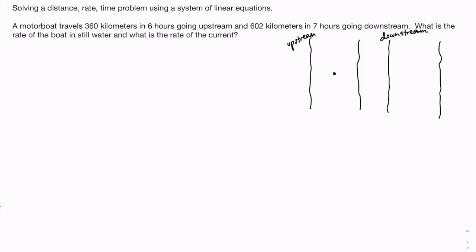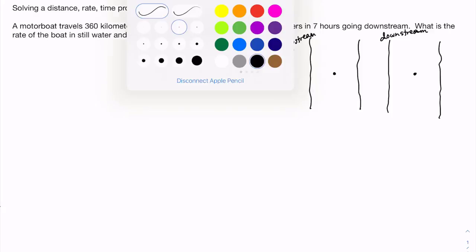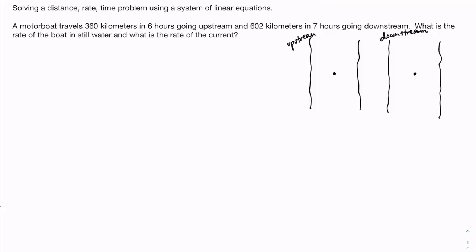Now let's look at downstream. Downstream, in some ways, is a little bit easier to understand because you have the rate of the boat in still water going like that, and then the current is pushing it a little bit. This blue arrow can't be bigger than the red arrow, because if the blue arrow was bigger than the red arrow, the boat would never make it upstream.